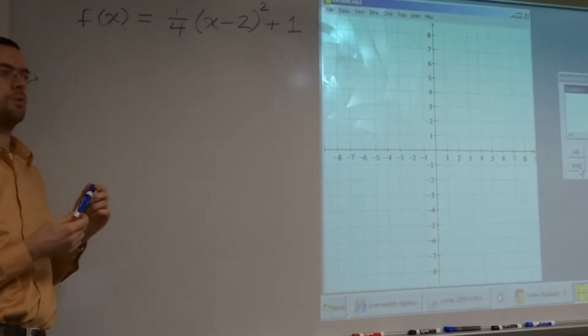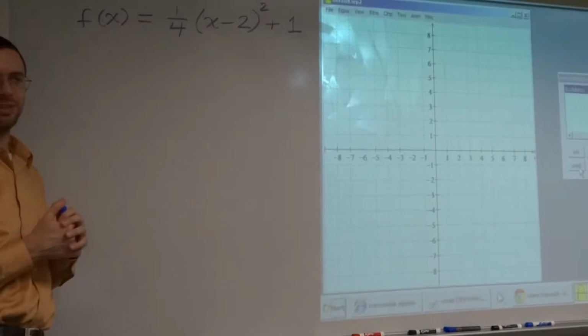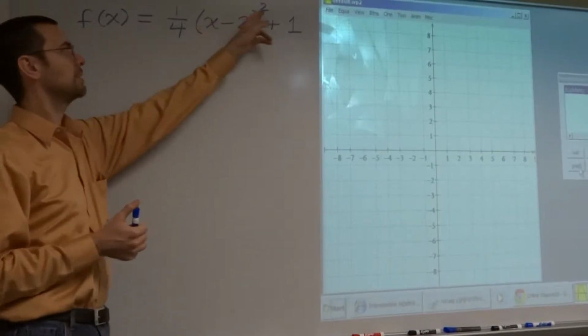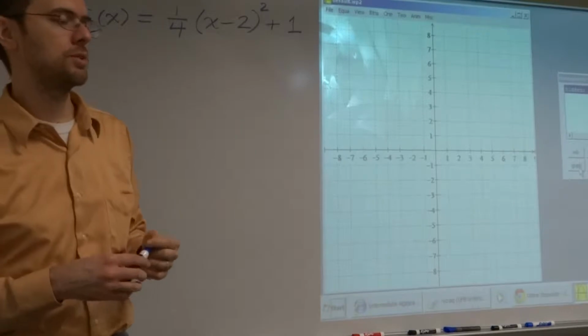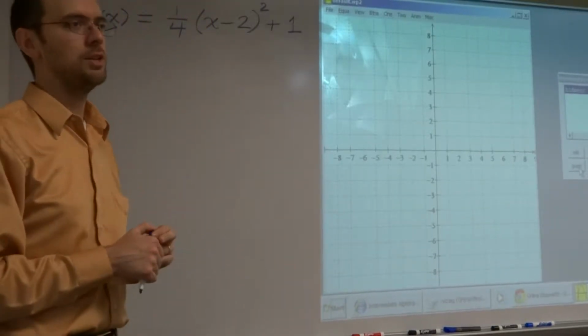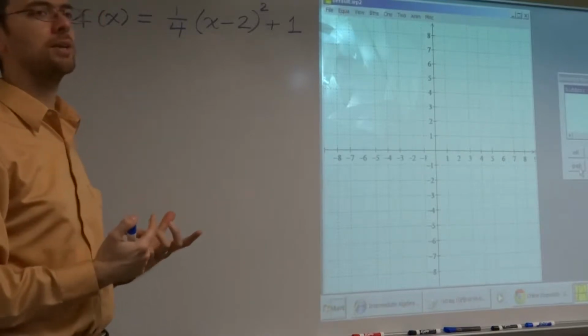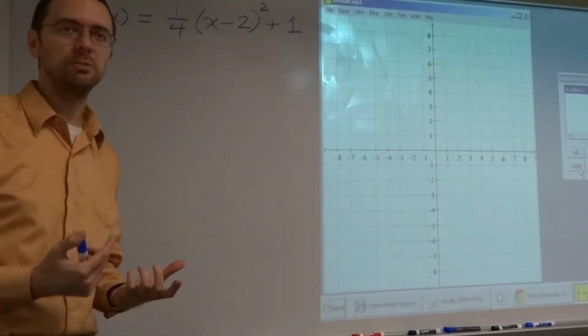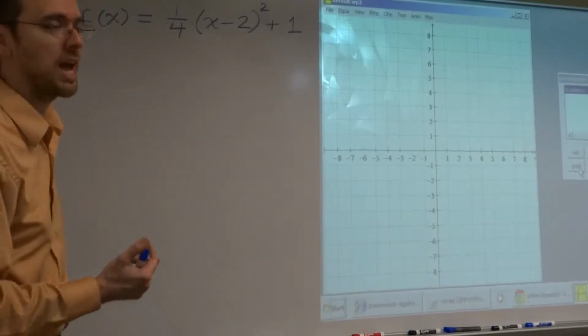This might help you on your homework. Thank you. Here's a 1/4 in front of a squaring function. Tell me everything you know about this. You may go, oh, this is so repetitive. Yes, it needs to be because we need to establish good graphing habits for you.